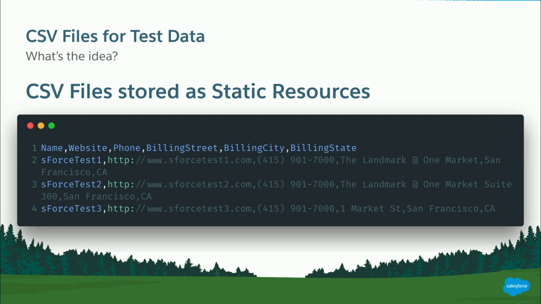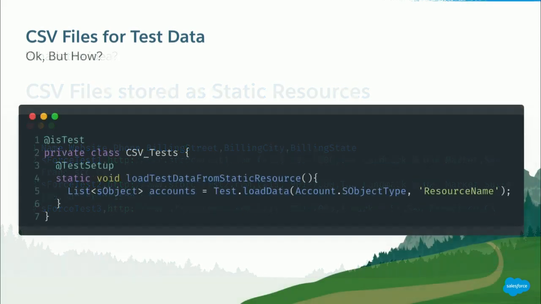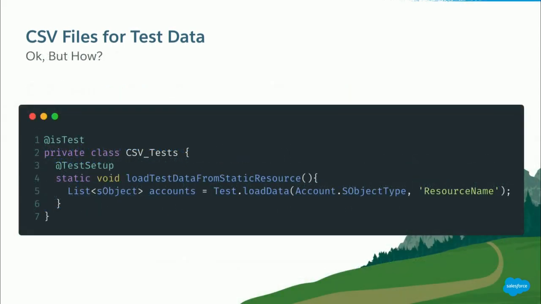Now in this case, we've got some accounts. We've got 3 of them. Each one of them is going to have the name, the website, phone number, etc. And you're going to save this CSV file, and you're going to upload it as a static resource. You can call it whatever you want. Call it account-data.csv. Once you've got your account data CSV in place, you can then turn around and call this test.loadData method. And this is where all the magic happens.